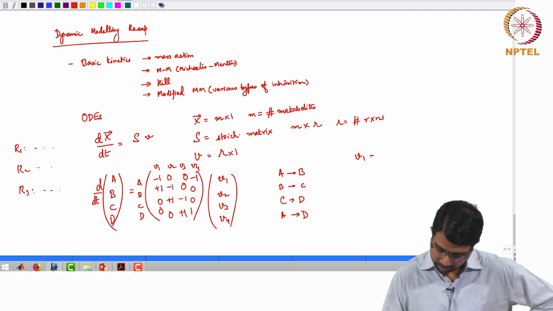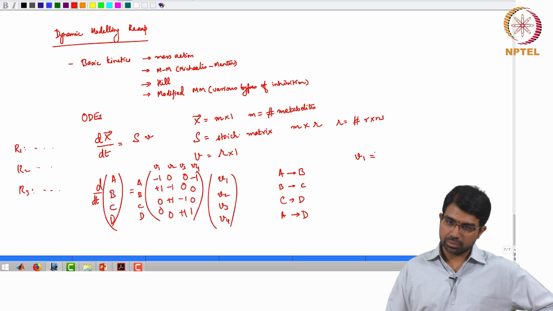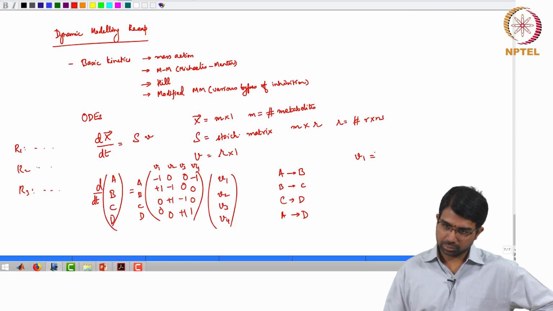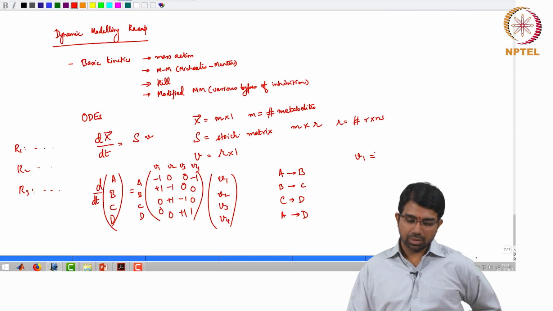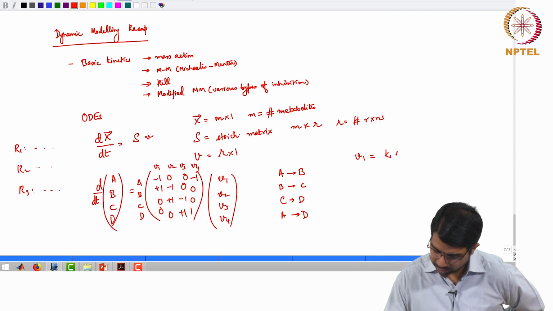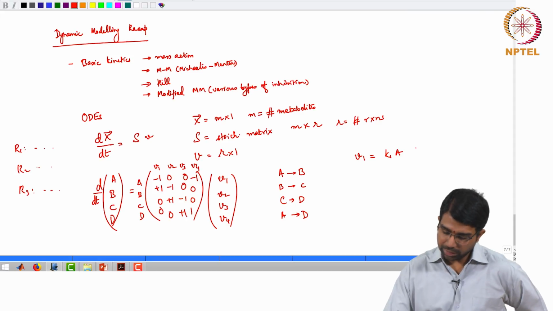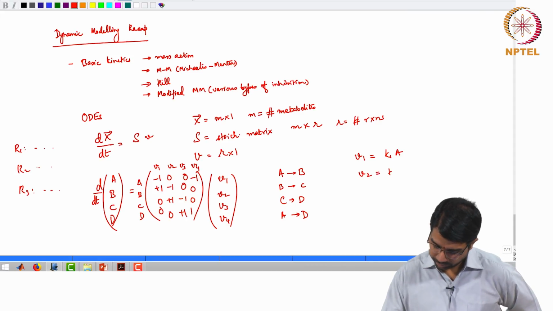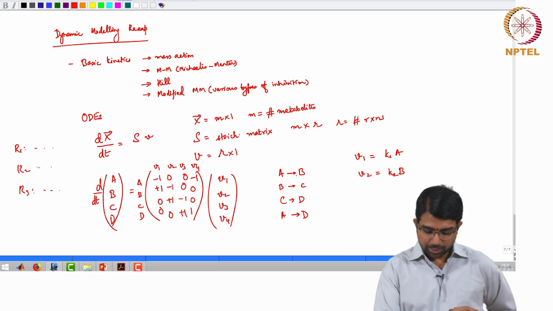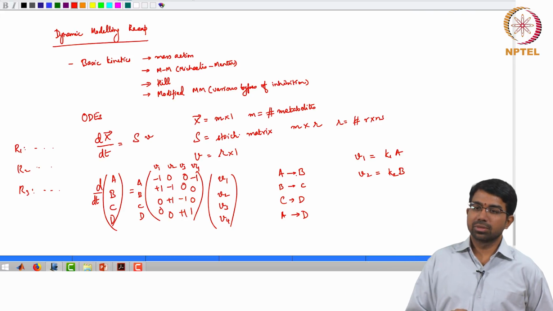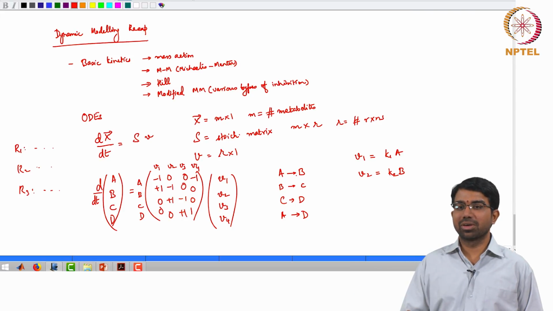What is V1? What is that? dA by dt which is K into A. So, K1 into A. V2 is K2 into B. If something is reversible then you have other things to worry about. So, but this is literally your entire framework. This is all you need to know for dynamic modeling, right.